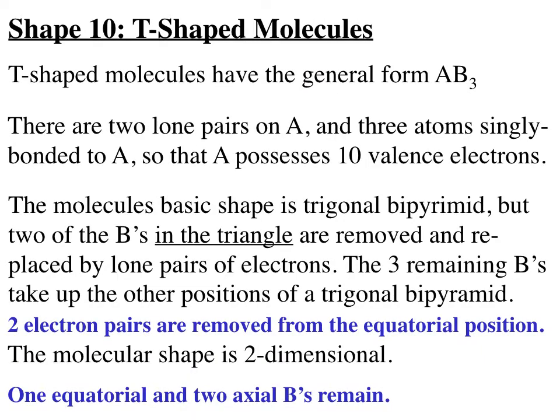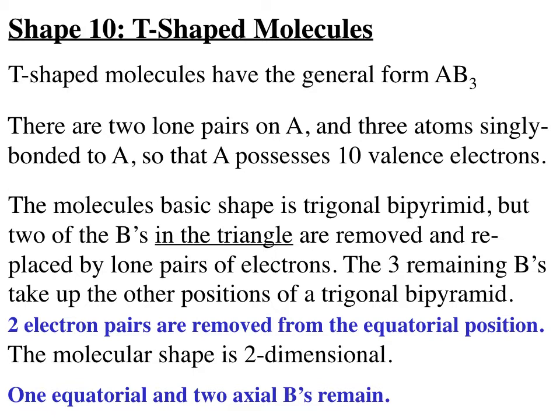Go to our 10th shape, the so-called T-shaped molecule. Once again, it is based on the beginning point of the trigonal bipyramid. Trigonal bipyramid is a hypervalent molecule with 10 electrons on the central A. In the T-shaped case, you still have 10 electrons on the central A, but in this instance, you have 3 sets of bond pairs, or 3 B's attached to the central A, and you have 2 non-bonding lone pairs of electrons on the central A.